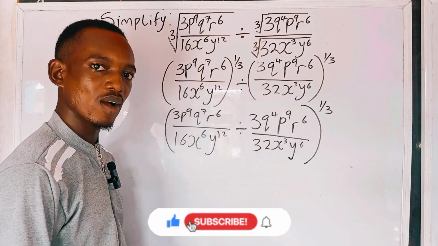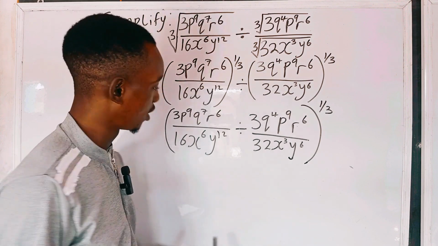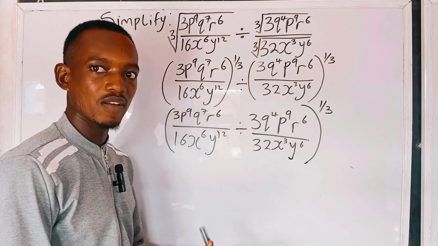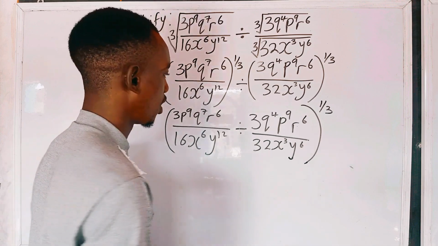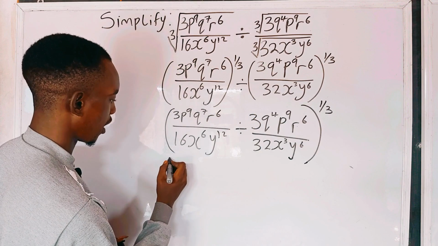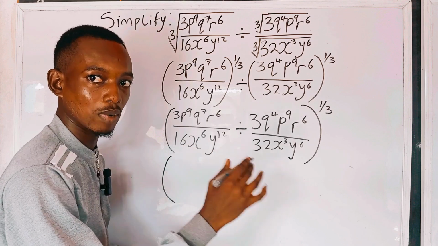This. As simple as that. And don't forget, according to the law of indices, when you are dividing, we're going to subtract the power. Those that have the same base, we subtract the power. So we divide this by this, then divide this by this. So we're going to have a bracket here. That's this divided by this. We're going to be doing it one by one.